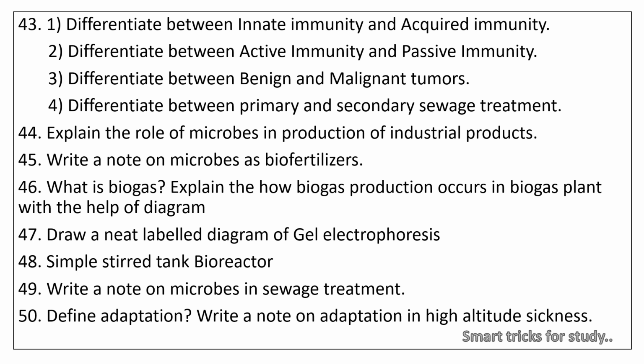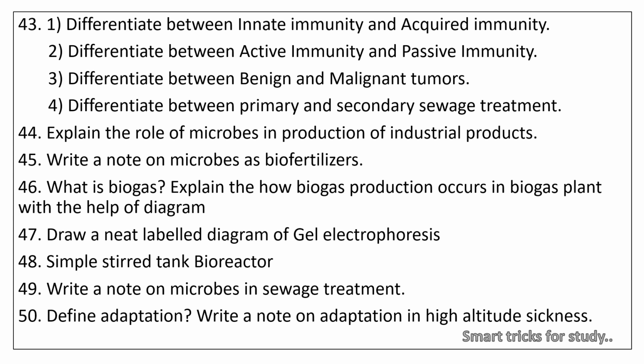43. 1. Differentiate between innate immunity and acquired immunity. 2. Differentiate between active immunity and passive immunity. 3. Differentiate between benign and malignant tumors. 4. Differentiate between primary and secondary sewage treatment. 44. Explain the role of microbes in production of industrial products. 45. Write a note on microbes as biofertilizers.